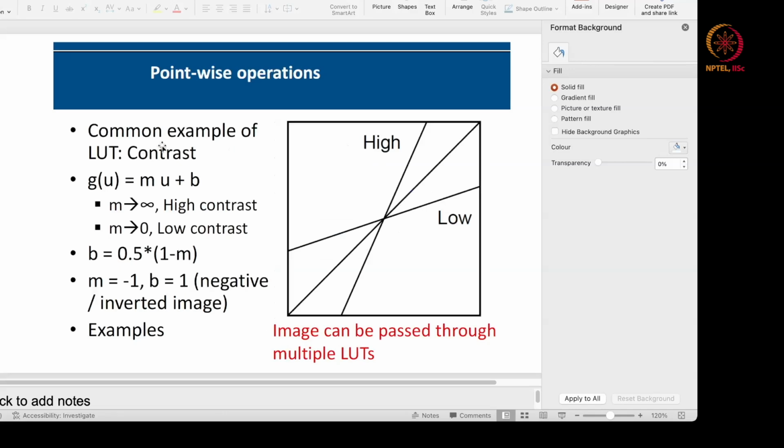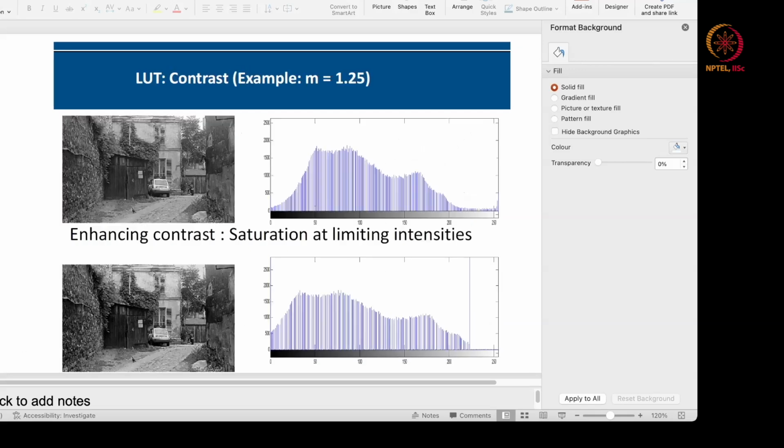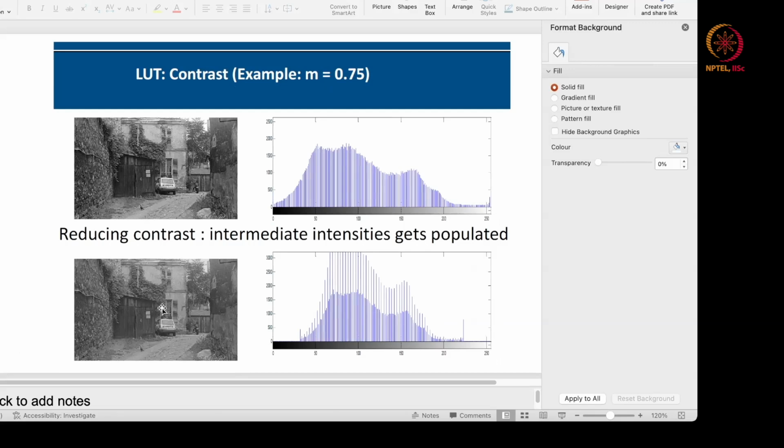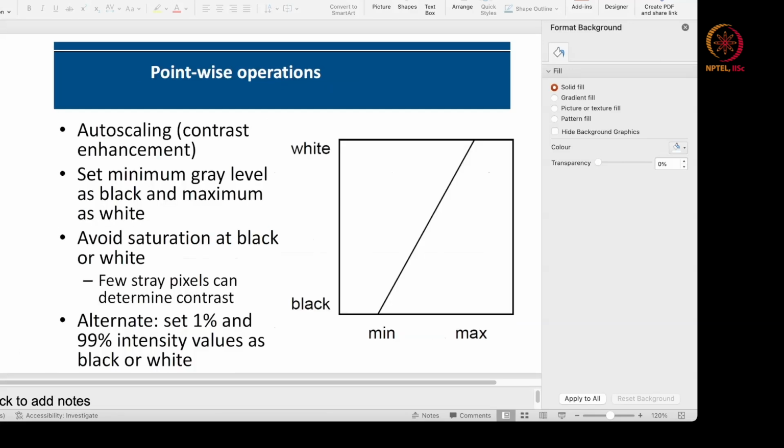There are also other point-wise operations that you can do. A common example of a LUT will be m u plus b. m can give high contrast or low contrast, etc., so the images can be passed through multiple LUTs. These are the kinds of image processing that one can do. This is a contrast example, enhancing the contrast, with saturation at limited intensity. These are more of the same. We are not going to go into the details.